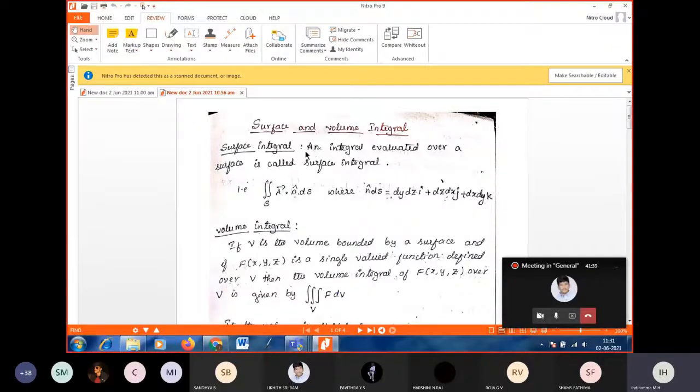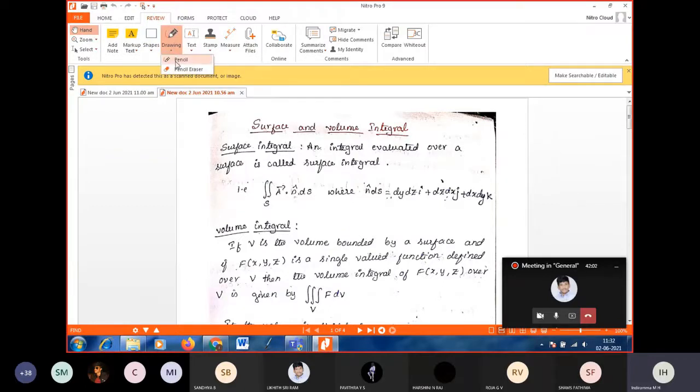Surface integral is an integral evaluated over the given surface. That's it. So if they are given the surface, we are going to evaluate a given function over the surface. It is denoted by the double integral over S of vector A dot n cap ds.